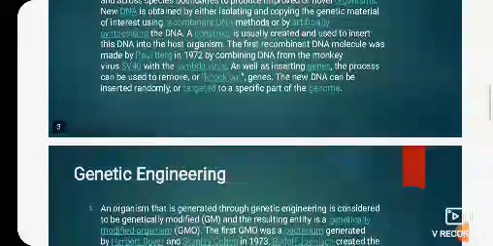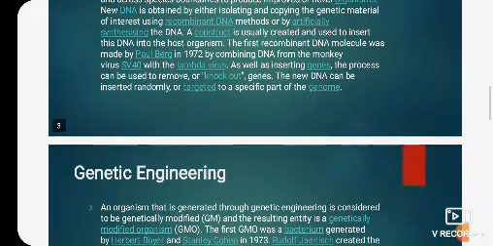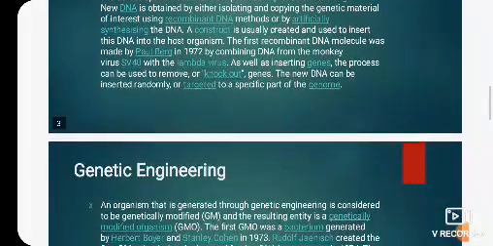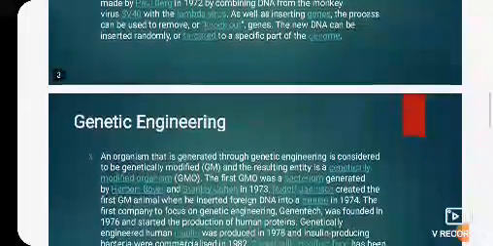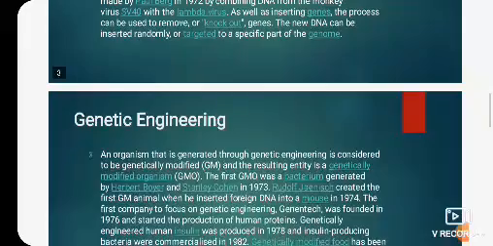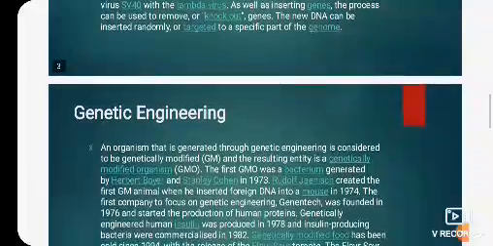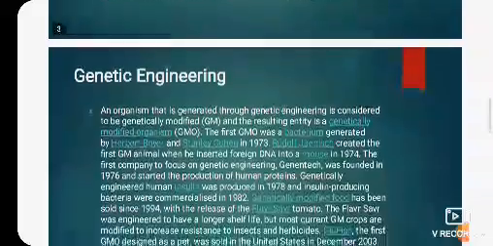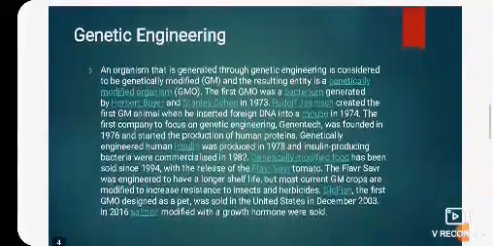The first recombinant DNA molecule was made by Paul Berg in 1972 by combining DNA from the monkey virus SV40 with the lambda virus. As well as inserting genes, the process can be used to remove or knock out genes. The new DNA can be inserted randomly or targeted to a specific part of the genome. So, students, now you are able to understand what is genetic engineering.